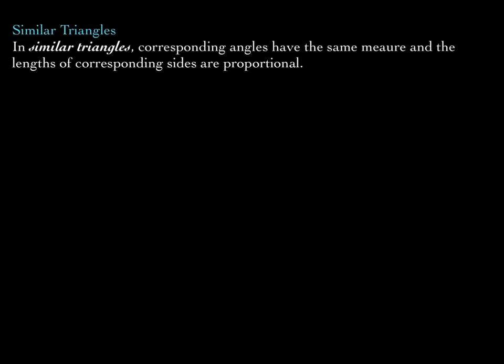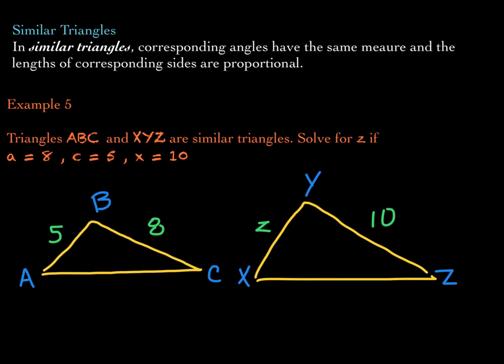Now the last two examples are having to do with similar triangles. Now, as a reminder, in similar triangles, corresponding angles have the same measure. And right here, this is important. The lengths of corresponding sides are proportional. Triangles ABC and XYZ are similar triangles. So both of these are similar triangles. So right there, it tells you, because they're similar triangles, that the lengths of corresponding sides are proportional. Okay?